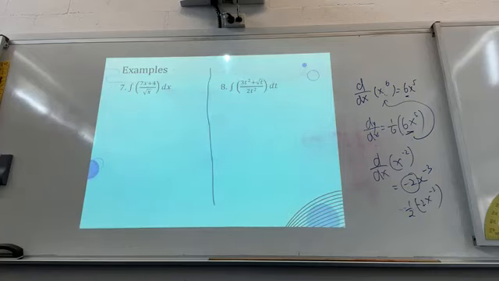Let's try this too, please. It's easy to make mistakes with integration. You're so used to differentiation, it's very easy to make mistakes, especially the plus 1 bit, and plus C. Always plus C.